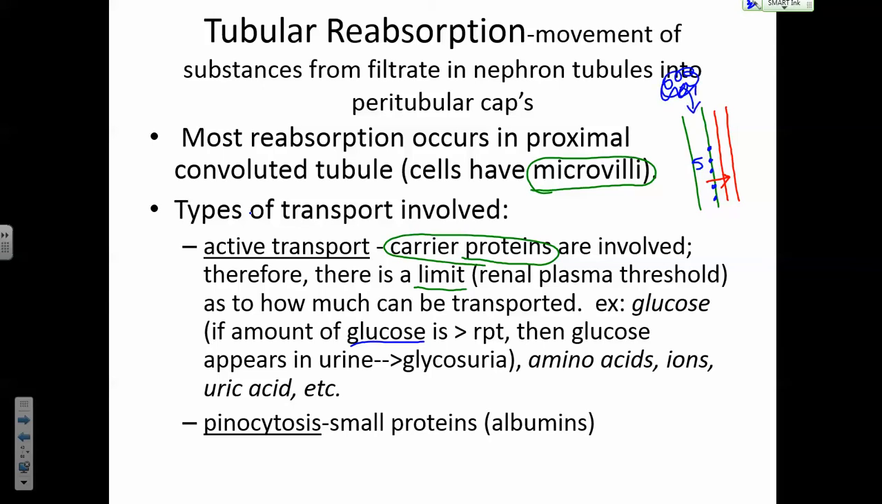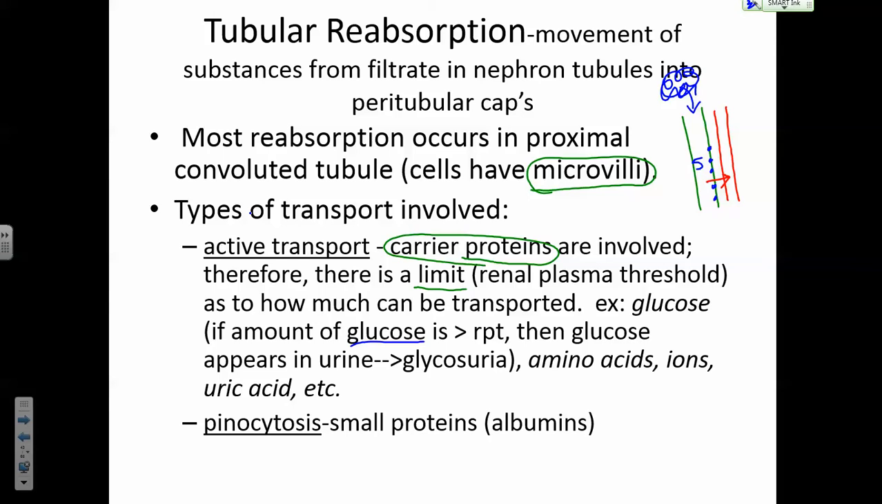As long as the glucose levels in the blood are 5 or less, then you're going to be able to reabsorb it all, right? And so let's say the normal glucose level in the blood is 5, which is not, but just for these purposes. Okay, what if somebody has diabetes?